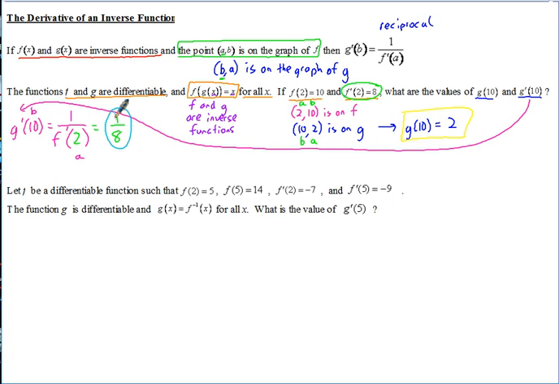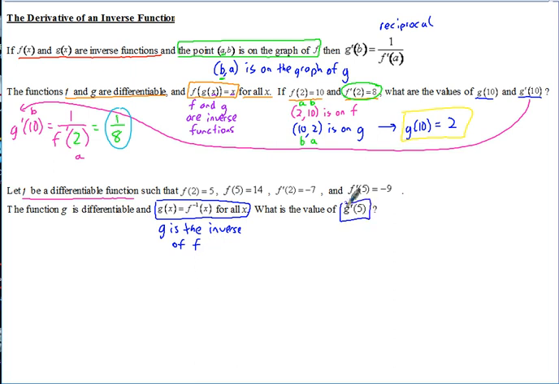Okay. Then let's take a look at the next one. This says f is a differentiable function. It gives you f of 2 is 5, f of 5 is 14, f prime of 2 is negative 7, and f prime of 5 is negative 9. So we may not know where we're going to use that yet until we start solving this. So this one says we've got g as a differentiable function, and this time it's a little more clear. g of x equals, this is the notation for inverse, the inverse of f. And this time they just flat out asked for g prime of 5.